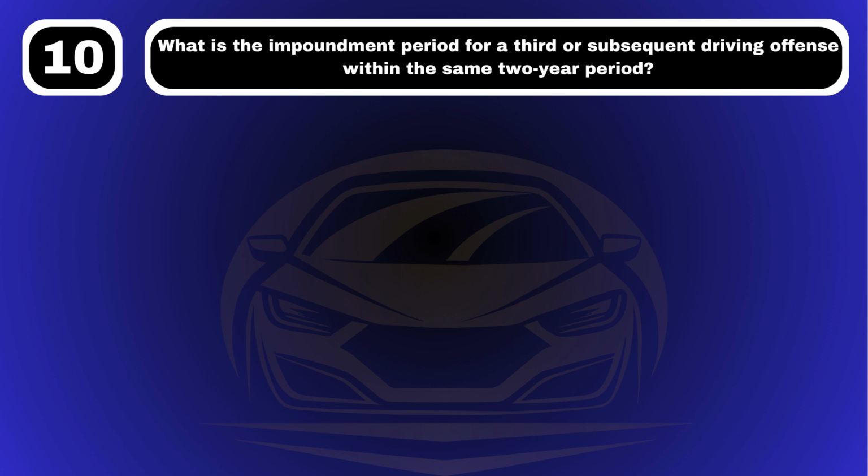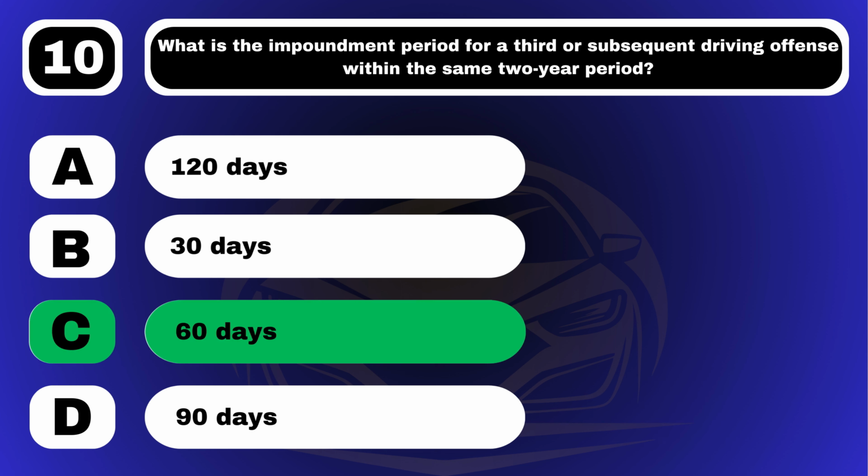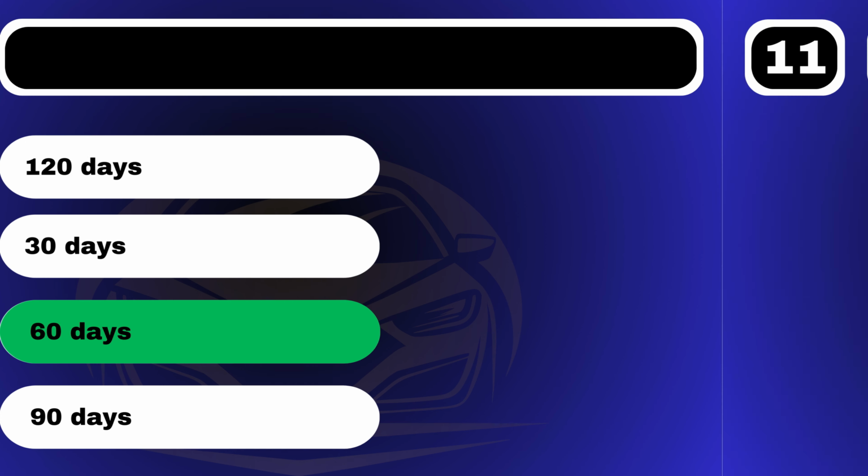Question 10. What is the impoundment period for a third or subsequent driving offense within the same 2-year period? A. 120 days. B. 30 days. C. 60 days. D. 90 days. The answer is C. 60 days.